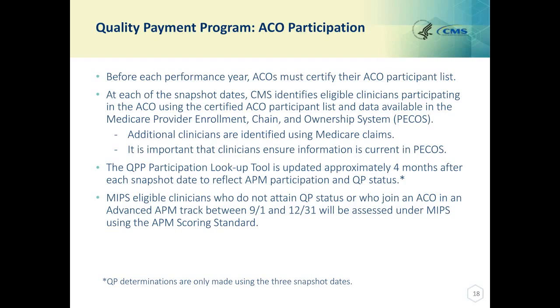Additional clinicians are identified using Medicare claims, but it is important to note that clinicians should maintain that their information is current in PECOS, because that is a source for identifying the clinicians who are part of the ACO for purposes of the APM Scoring Standard and QP determinations. The QPP Participation Lookup tool on the QPP website is where you can go to check your QPP participation status for clinicians. Please note that it is updated approximately 4 months after each snapshot date to reflect the APM participation and QP status. And again, the QP determinations are made only using the first 3 snapshot dates.